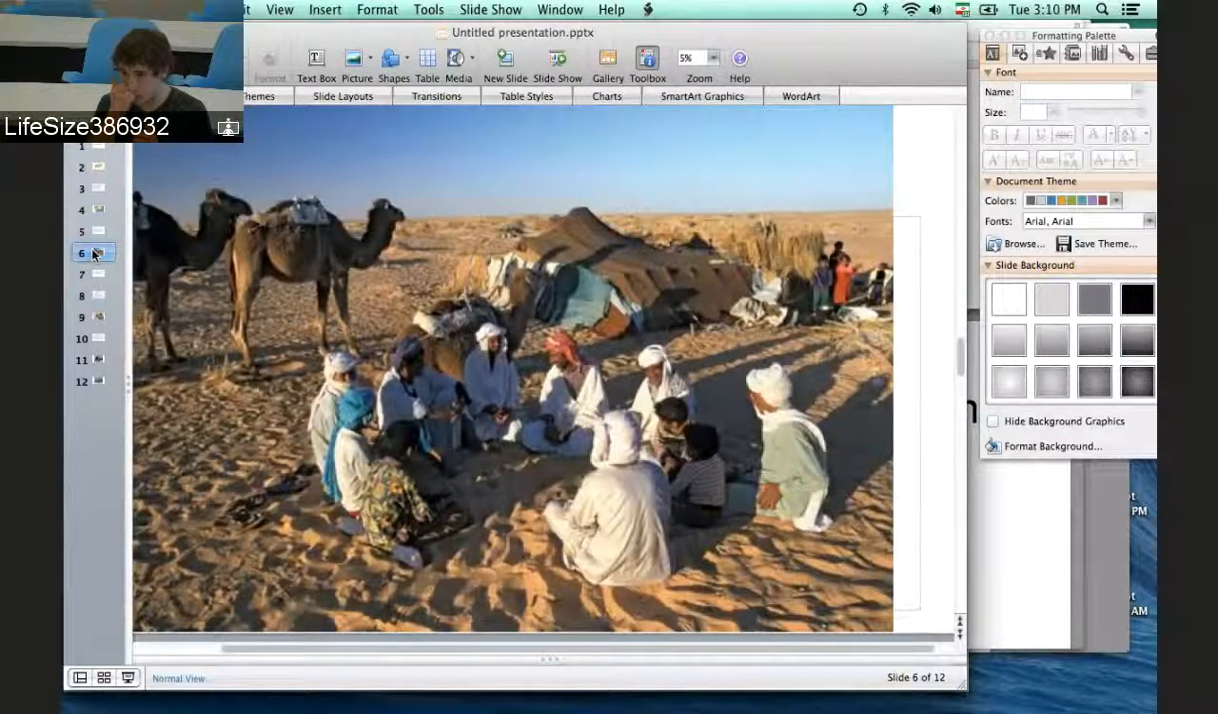This is an image of a Bedouin family and their camels. So you can see the tent in the background. This would be packed up, and then they would move on from place to place as they were trading.